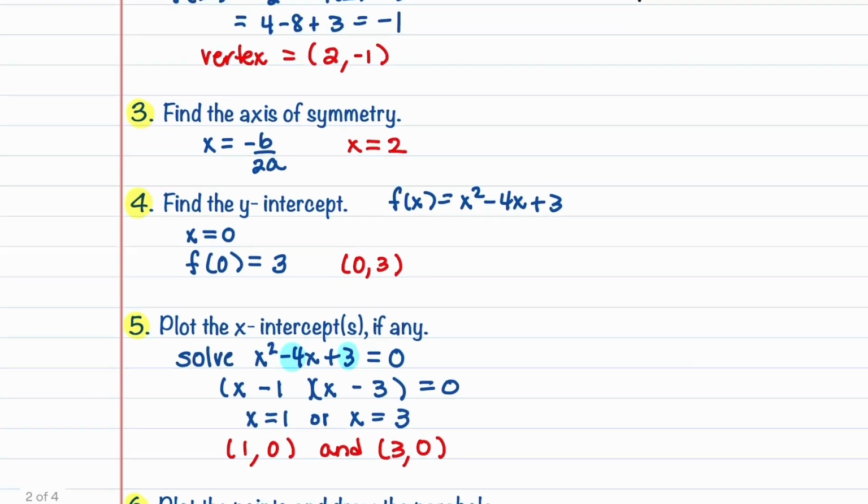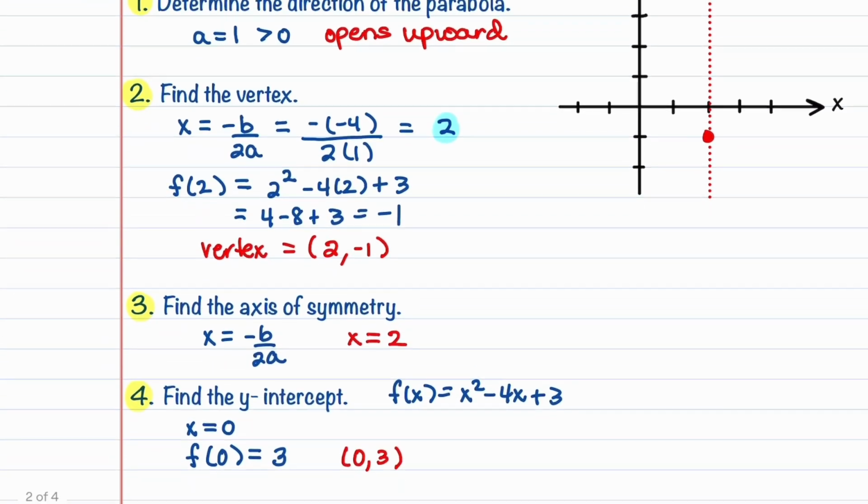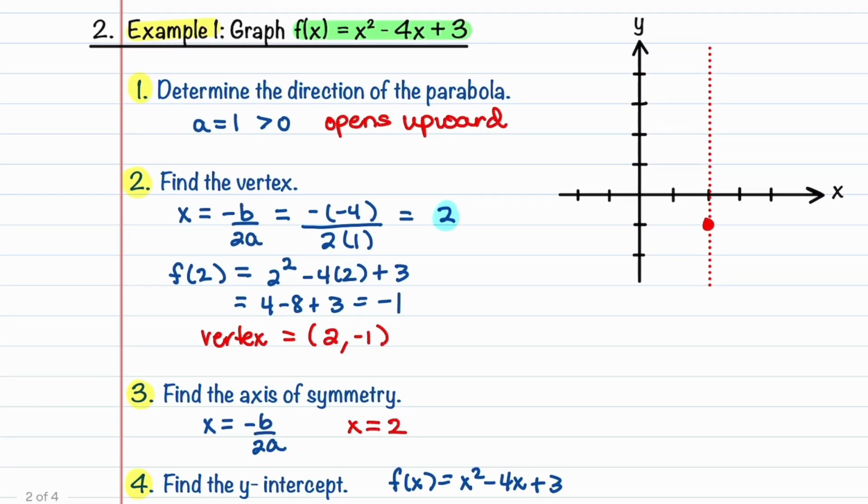Let's go back up to the top here and do this. Let's start by putting down the vertex. The vertex is (2, -1), so we'll put a circle there for the vertex. The axis of symmetry is x is equal to 2, so let's just draw a dotted line at x is equal to 2. Then our y-intercept is (0, 3), and that's this point right up here.